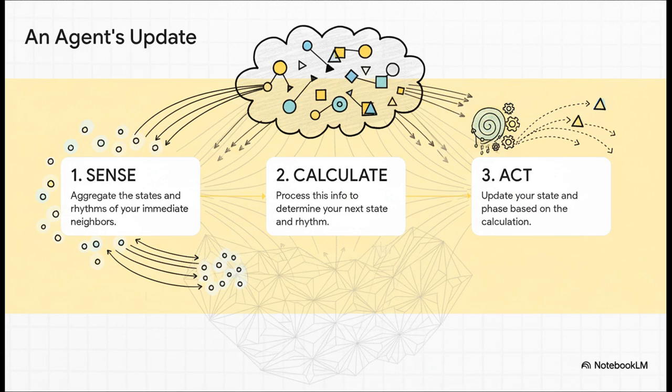What's maybe the most amazing part of all this? All of that complex, coordinated, intelligent behavior, it all emerges from this super simple three-step dance that each individual agent is doing. Sense, calculate, act. That's it. It's just a beautiful example of how mind-blowing complexity can come from the simplest rules.